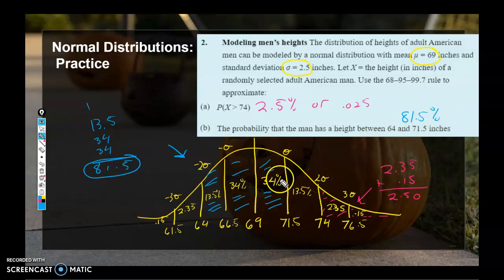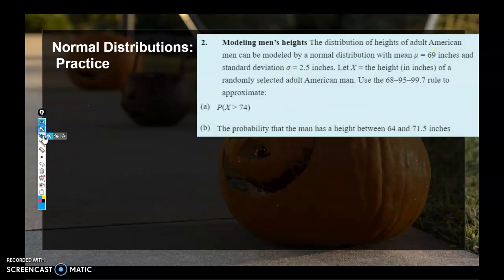That's what's great about the empirical rule. It doesn't matter what your mean is. It doesn't matter what your standard deviation is. The same amount of data is going to fall in these slices regardless of the mean, regardless of the standard deviation. This is always the same for every single normal distribution. That's the beautiful part here.